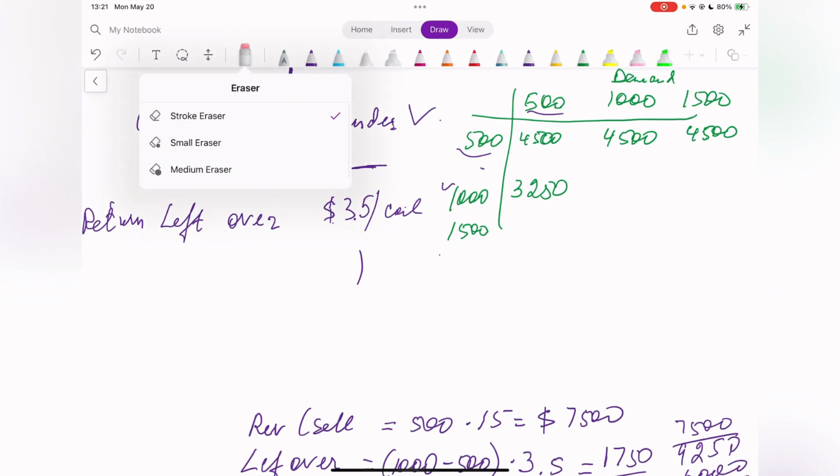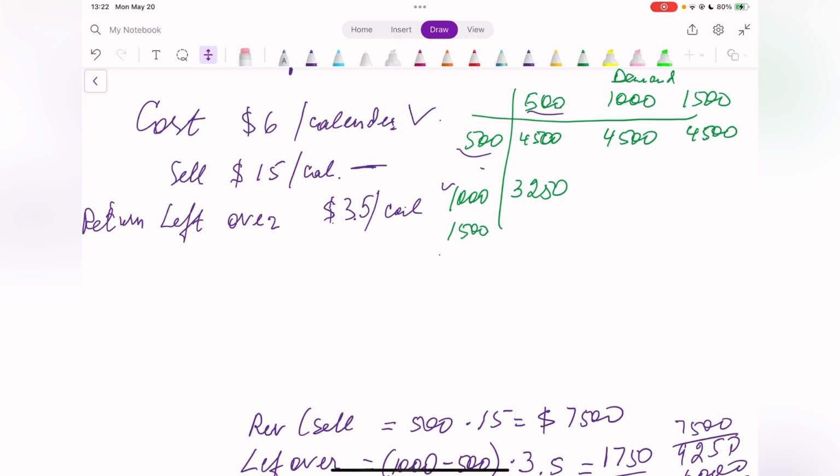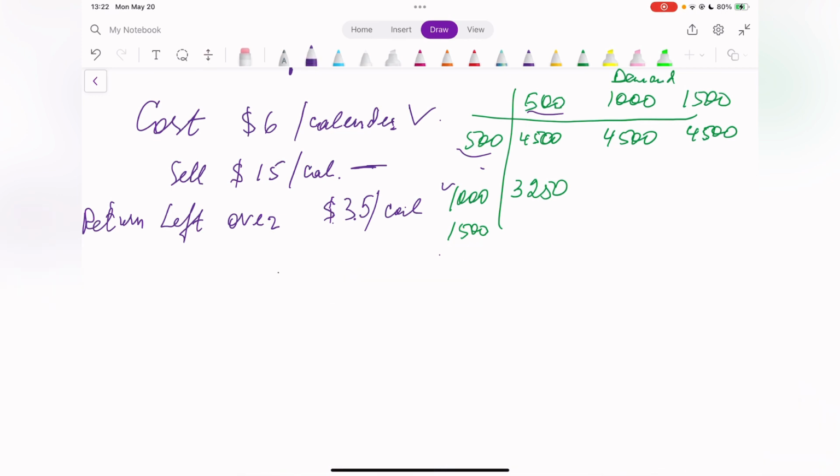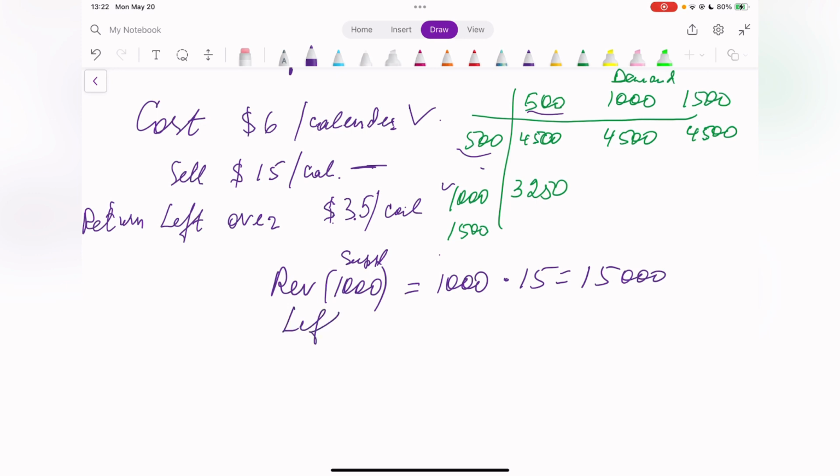Let's do it real quick. So revenue from 1,000. Let me write down here 1,000 so you will know which supply. This is supply. Okay, demand 1,000, supply 1,000. So 1,000 times 15, right? It's gonna be 15,000. Left over, it's gonna be 0, right? Because demand 1,000 and supply also 1,000.